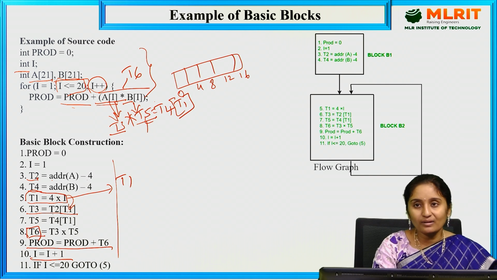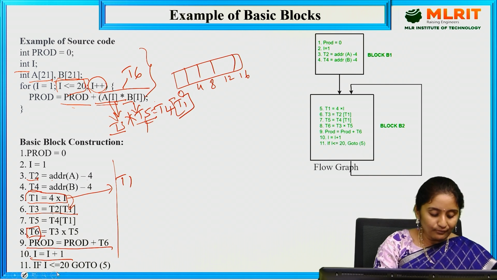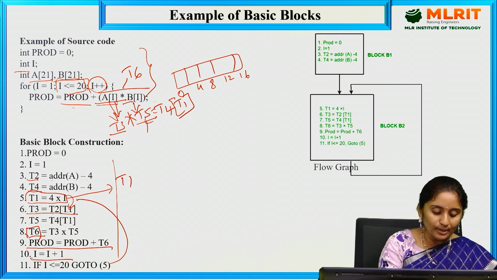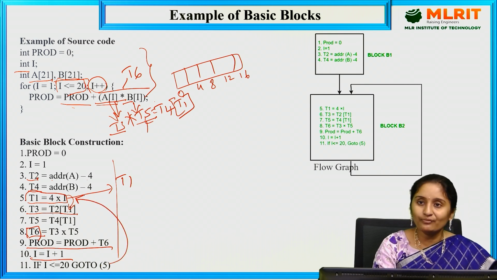I less than or equal to 20. So if I is less than or equal to 20 and the condition is true, I need to jump to the 5th statement. Nothing but the 5th line I need to move to.